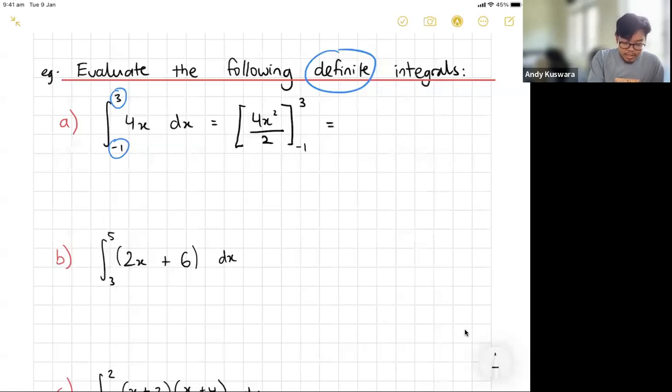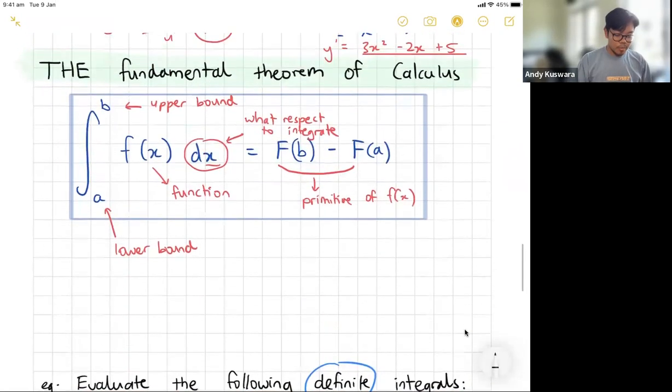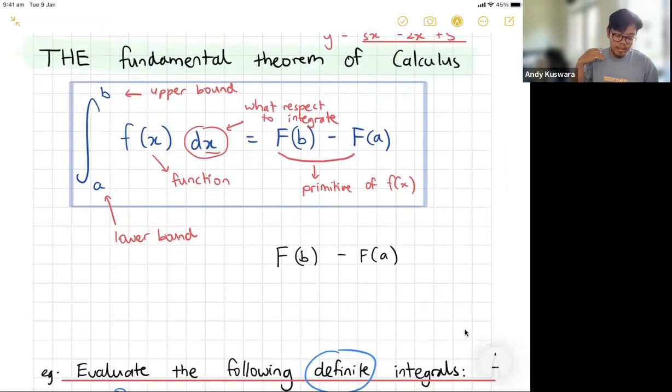Now, again, I'm going to clean this up a little bit to make my life easier. 4x squared over 2, that's just the same thing as saying 2x squared. And I'm going to still write that -1 and 3. Now, if you remember, going back to this formula here, we've got f of b take away f of a. And so that's what we're going to do. We're going to substitute in the upper limit, and we're going to take away the substitution of the lower limit.